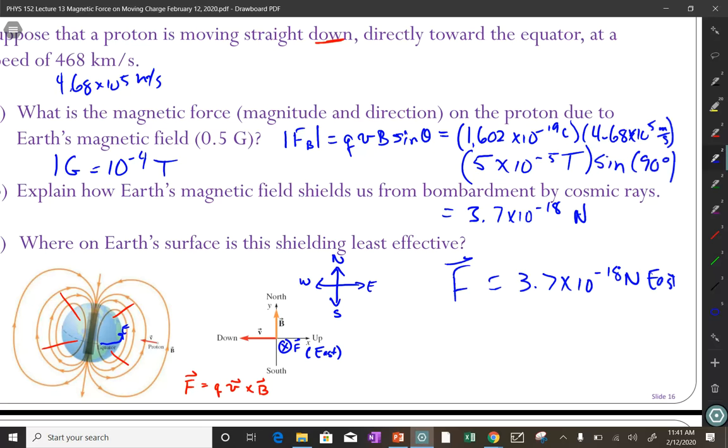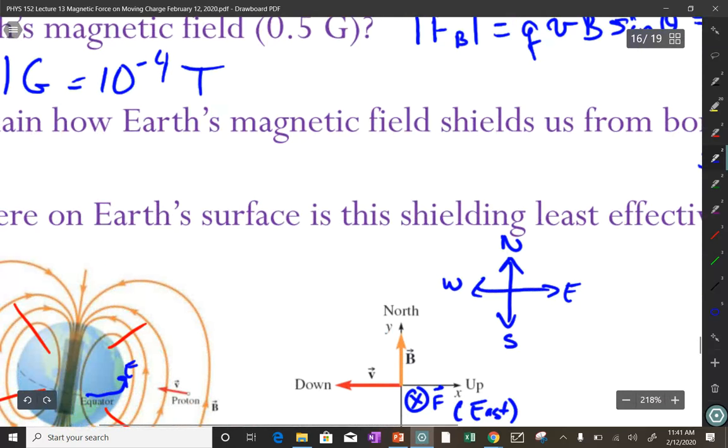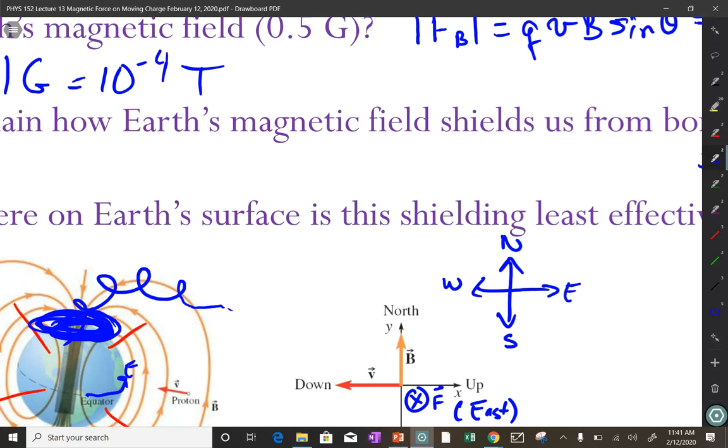Where are we not so protected? Looking at the picture, at the poles, because at the poles it's not perpendicular. So if you have that same charged particle, the same direction coming in here, it loops around that magnetic field line and comes into the pole. And so we have charged particles coming into the Earth in this region. Hence, aurora borealis and aurora australis. The aurorae occur at the polar regions because that's where the charged particles are coming into the atmosphere.